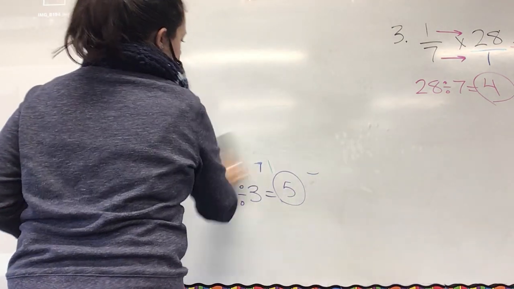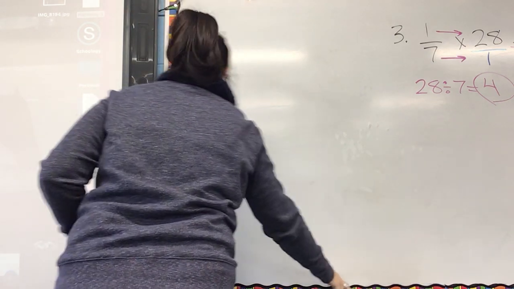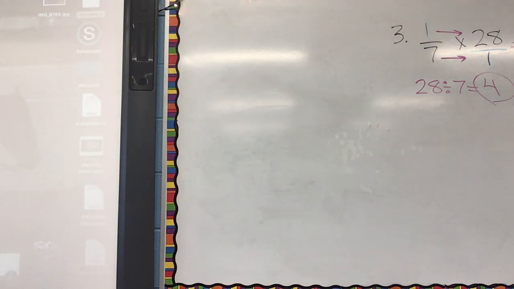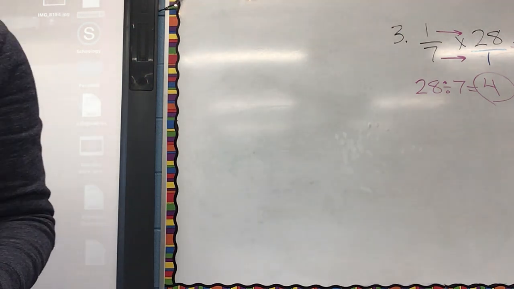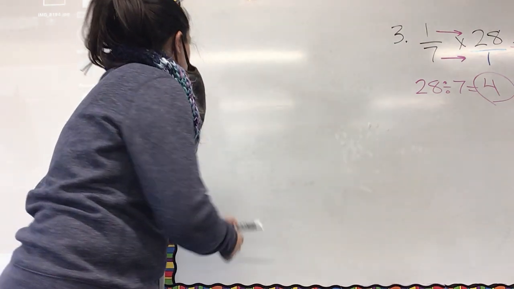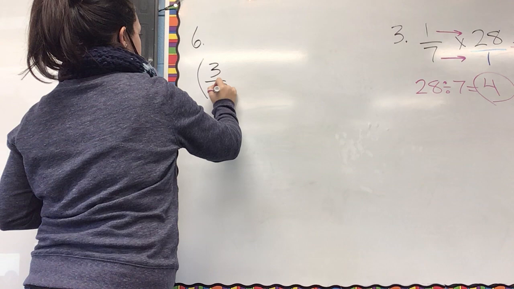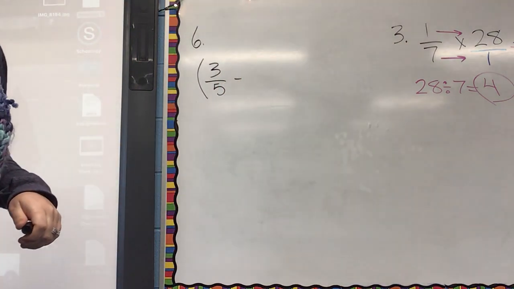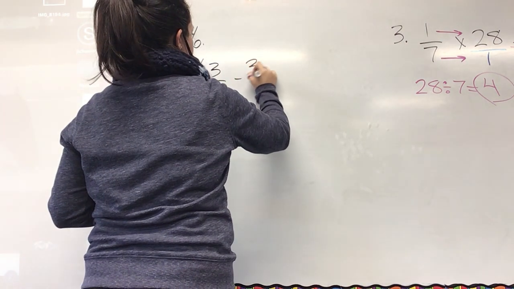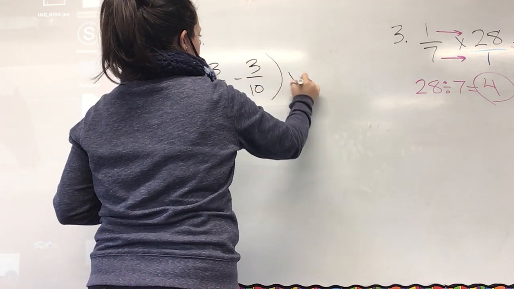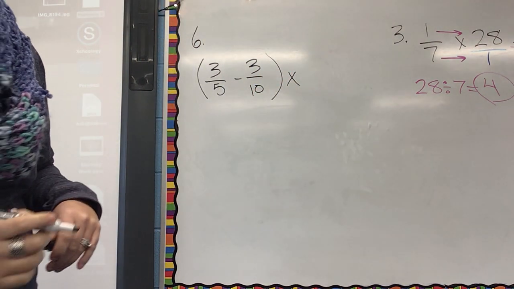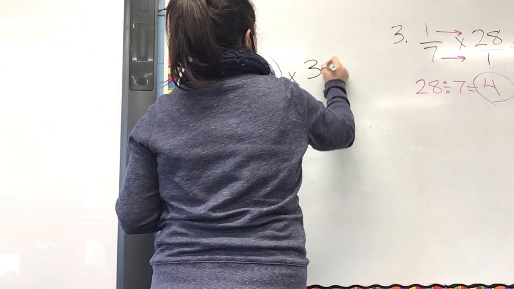Oh, the hardest one ever? All right, number 6. Three fifths minus 3/10. Guys, why are we guessing? I like this times 30.